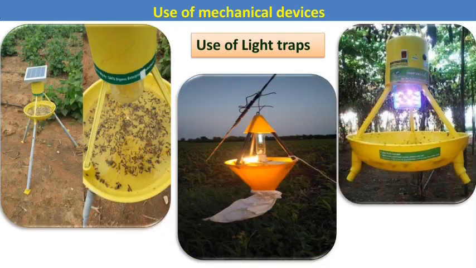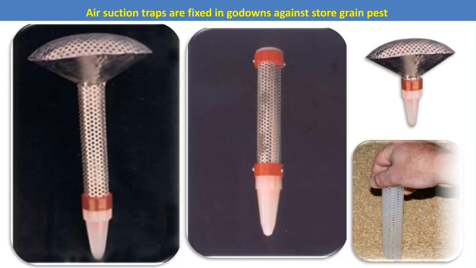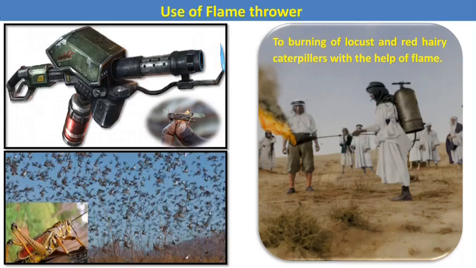Then among mechanical devices, the light trap. This light trap is mostly used against nocturnal pests. We can use one light trap per acre in the field, and it helps to reduce the number of pests in our agro ecosystem. Then the air suction trap, mostly used against different stored grain pests in the storage area. Then flamethrowers, which are mostly used against locust and red headed hairy caterpillar.